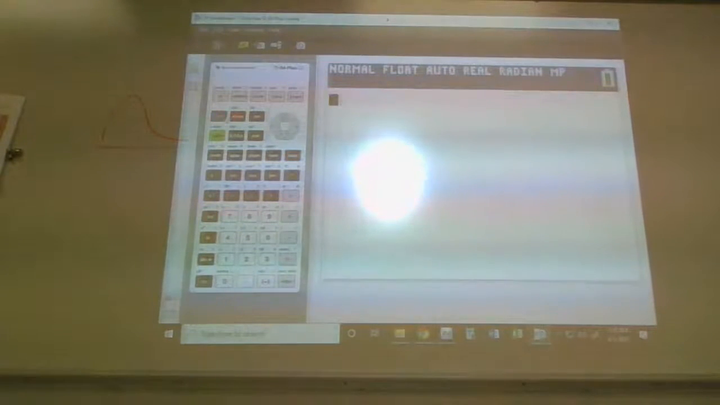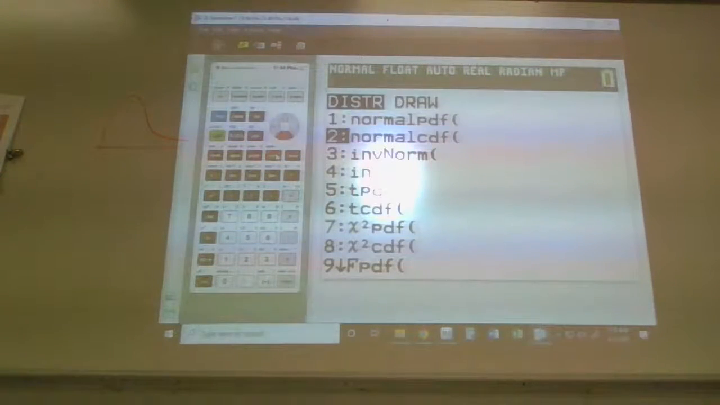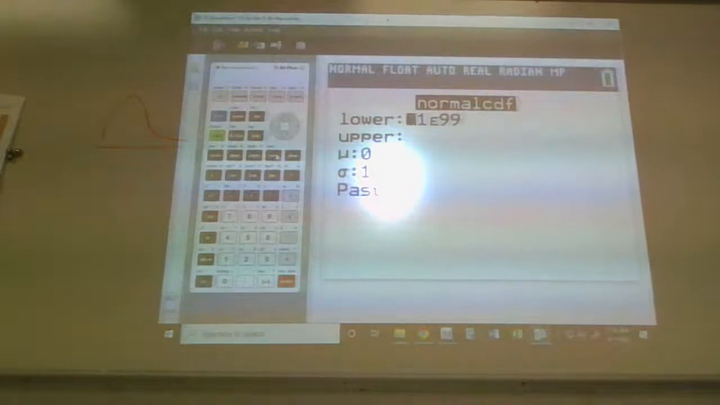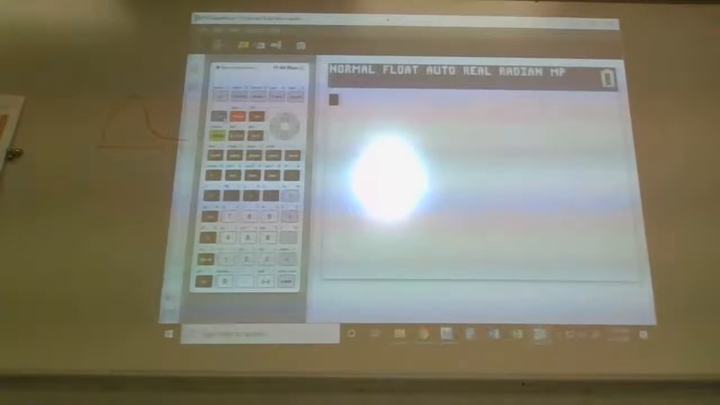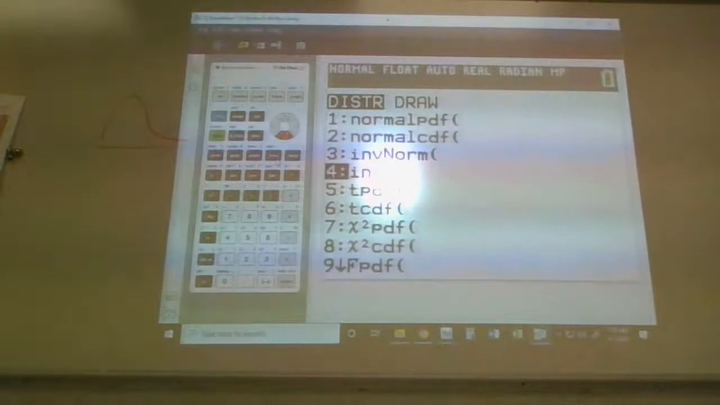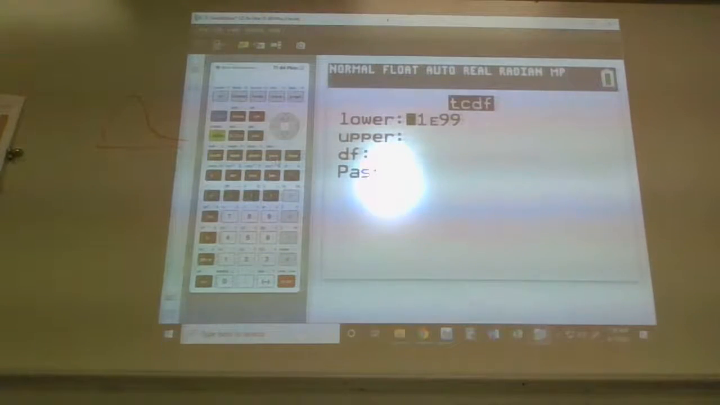Yeah. Let me go here. Normal CDF. Boom. Mu and sigma. Which obviously we didn't have sigma in the first place. In fact, we don't even have mu. But when you go to TCDF, it's like, what the heck? They just want lower, upper, and degrees of freedom? Yeah, that's what they want. I'm going to show you how to calculate that stuff.